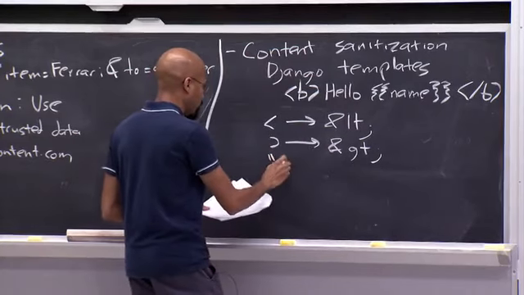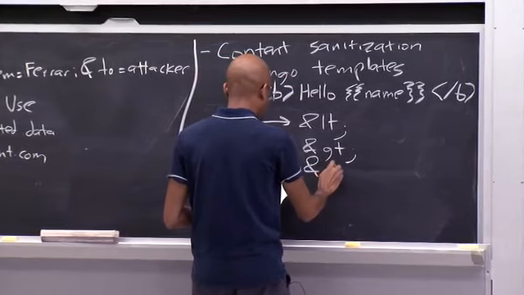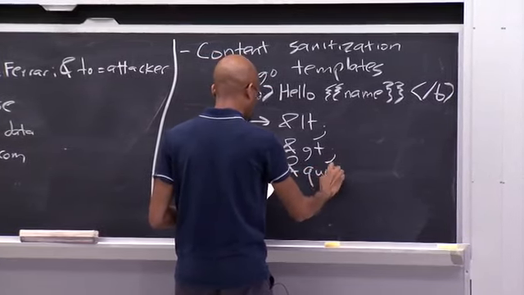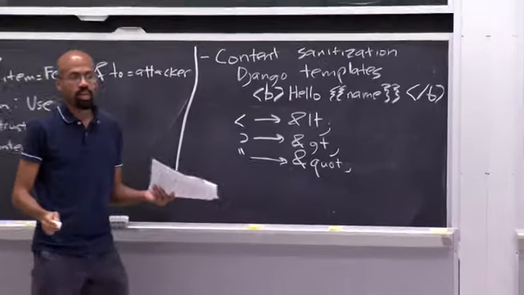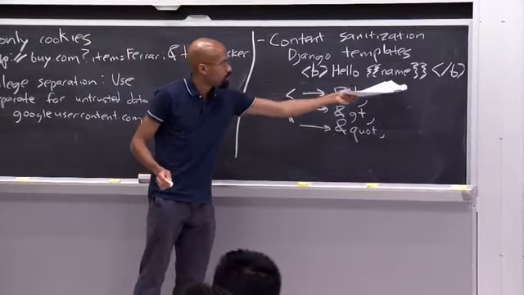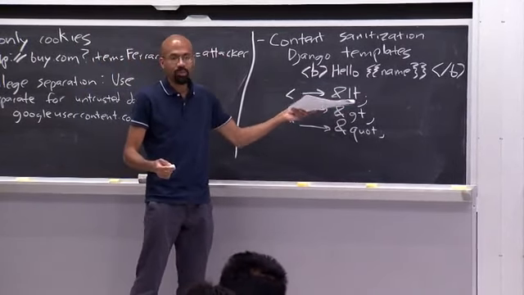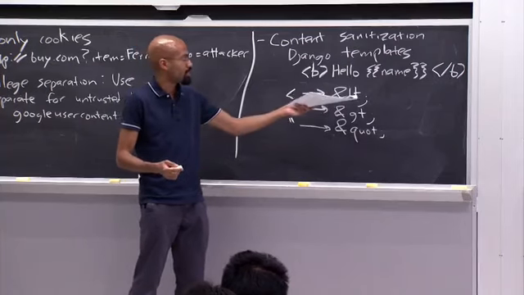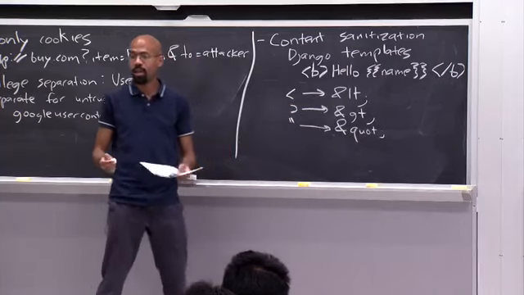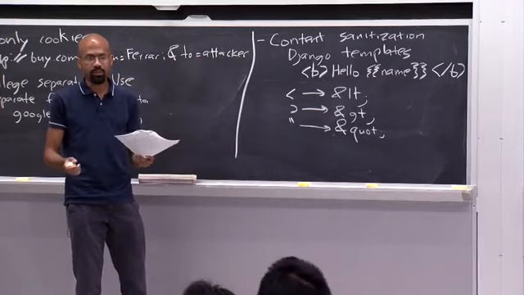Double quotations get translated into ampersand quote, and so on and so forth. And so what this ensures is that if the content the user put in name actually tries to contain angle brackets or things like this, then it'll basically be neutered, right? And it'll be translated as something that will not be interpreted as HTML on the client-side browser. So does that make sense?